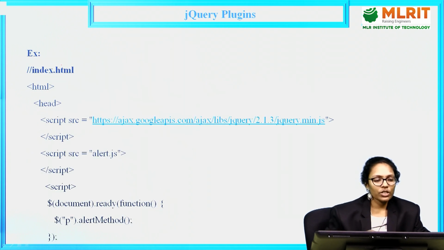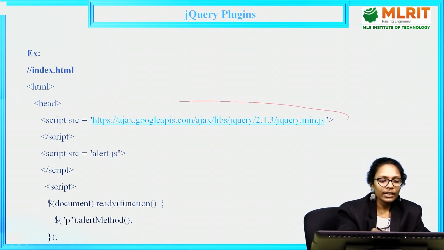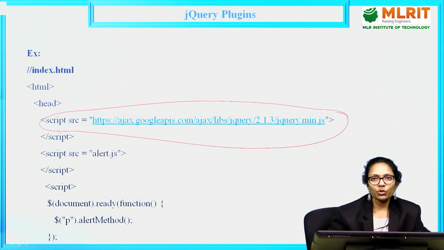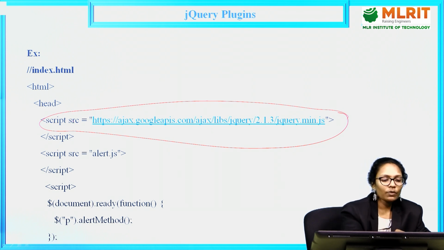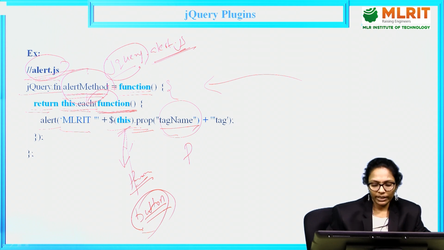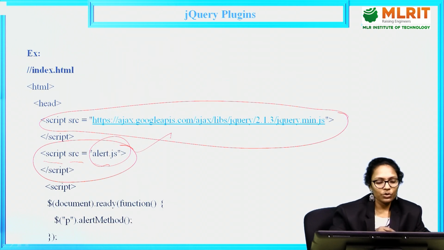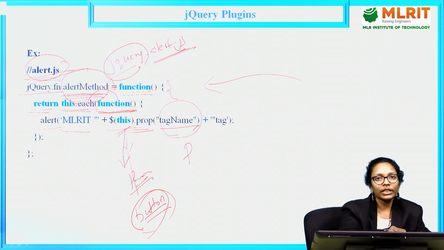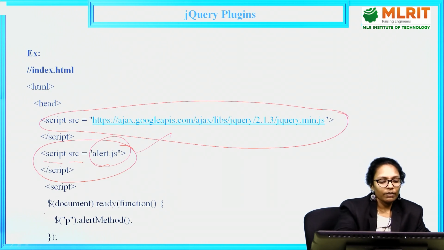So coming to the HTML, see this CDN link you are including in every file to use the predefined jQuery files. But along with this, I am also adding one more script. So here script source is equal to alert.js. Just now we have created the alert.js plugin, so that I am including here. Next, I am calling that method. In that alert.js, what is the method we have created? Alert method we have created. Now I want to call that method. How to call? Whenever my document is ready, on p element, call the alert method.